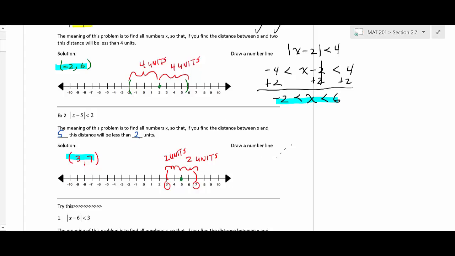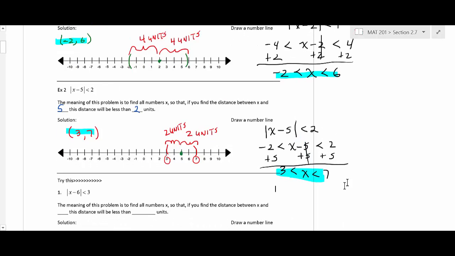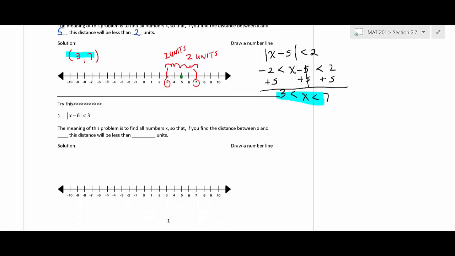If you were to do this algebraically, with a less than problem like this, you put the x minus 5 in between 2 and -2 to start with. Then you solve that three-part inequality by adding 5 to each part, so you get the same answer: 3 is less than x is less than 7. That's how that goes. This is important in the definition of a limit. I'm going to let you go ahead and do number 1 yourself. Go ahead and do this problem.